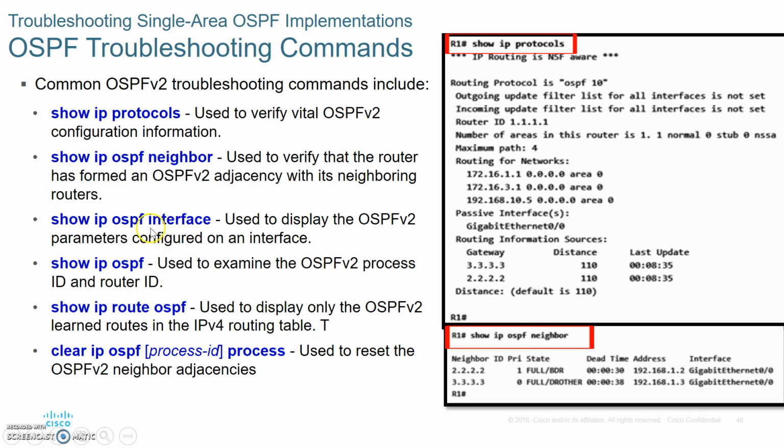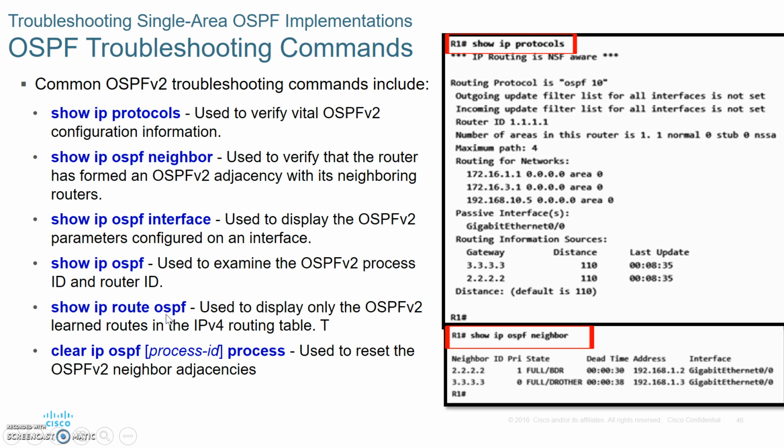Other commands include show ip ospf interface, which will show you the OSPFv2 interface configuration that has been configured on the interface, like the hello and dead timer. With show ip ospf, you can see the process ID and router ID, similar to show ip protocol. Show ip route will show you the routes, and if you do a show ip route ospf, it will show you the OSPF routes in the routing table.